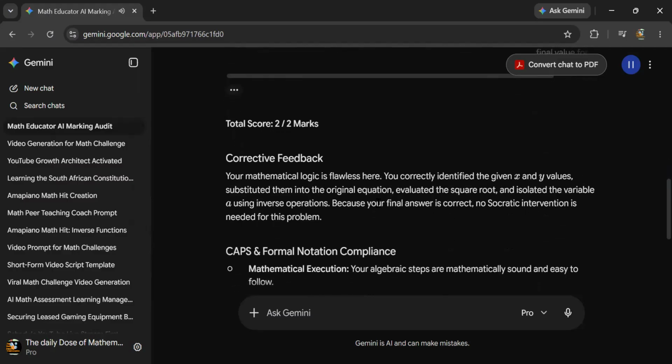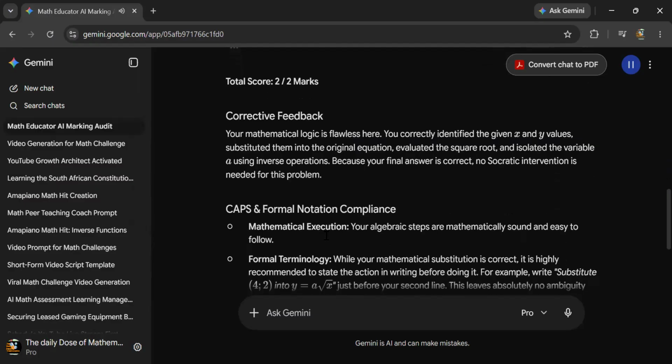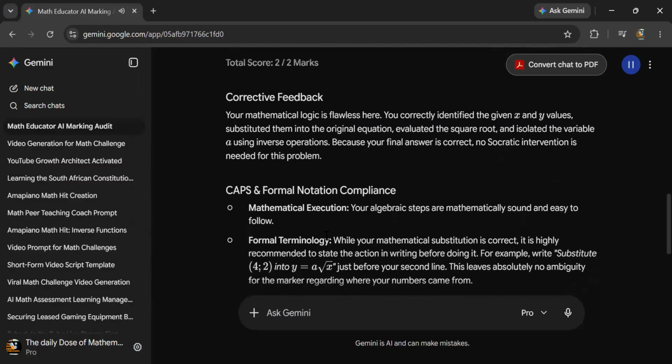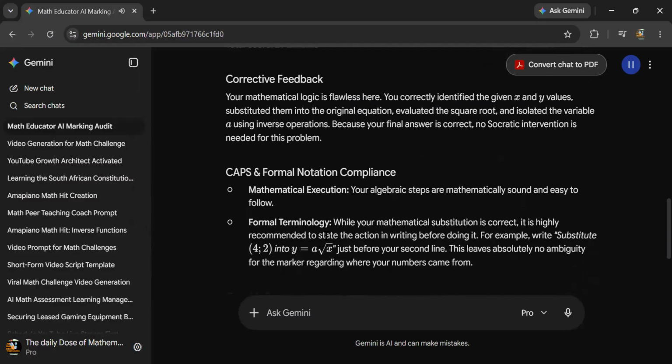Total score, 2/2 marks. Corrective feedback. Your mathematical logic is flawless here. You correctly identified the given x and y values, substituted them into the original equation, evaluated the square root, and isolated the variable a using inverse operations. Because your final answer is correct, no Socratic intervention is needed for this problem.